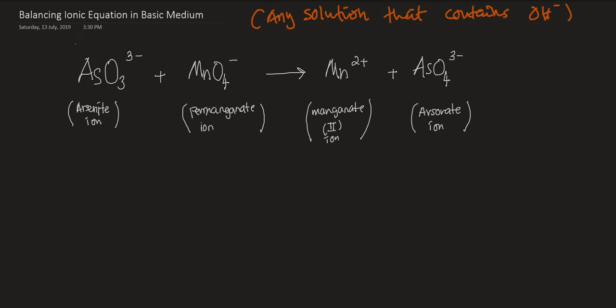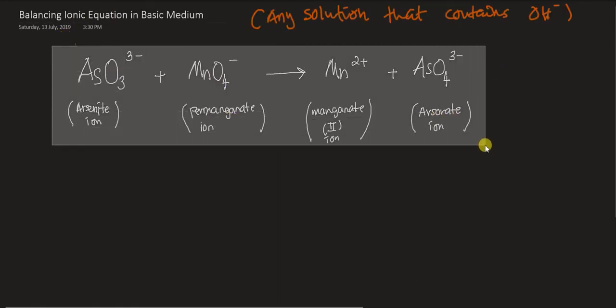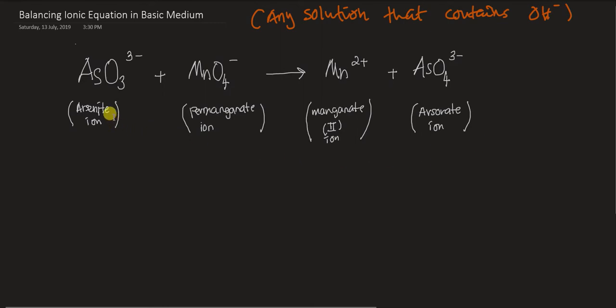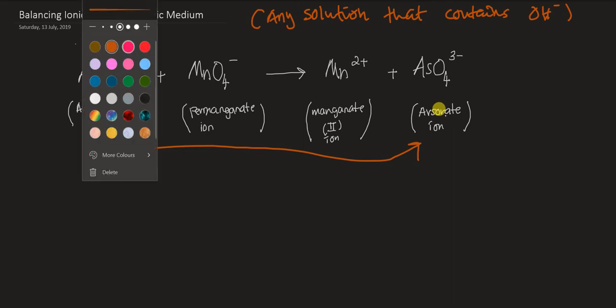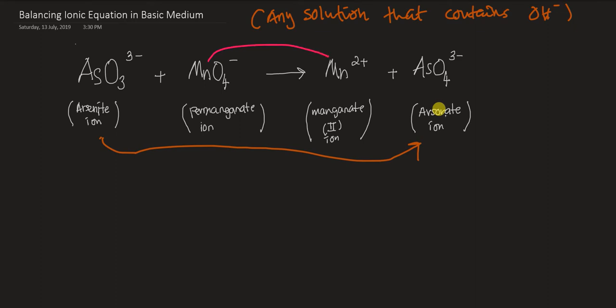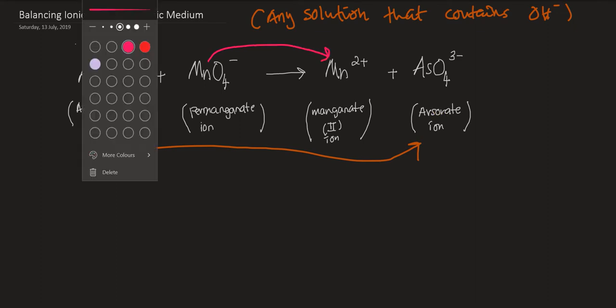So without further ado, let's focus on this equation right here. This is provided to you in your checkpoint 4.1. This is the additional question number 9. So we have arsenite ion reacting with permanganate ion to produce manganate(II) ion and arsenate ion. The first step for us to balance these equations is to separate them. The arsenite will become arsenate, and the permanganate will become manganate ions.